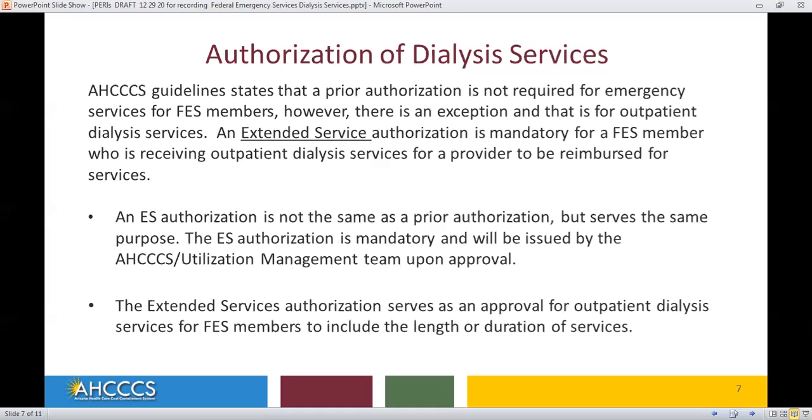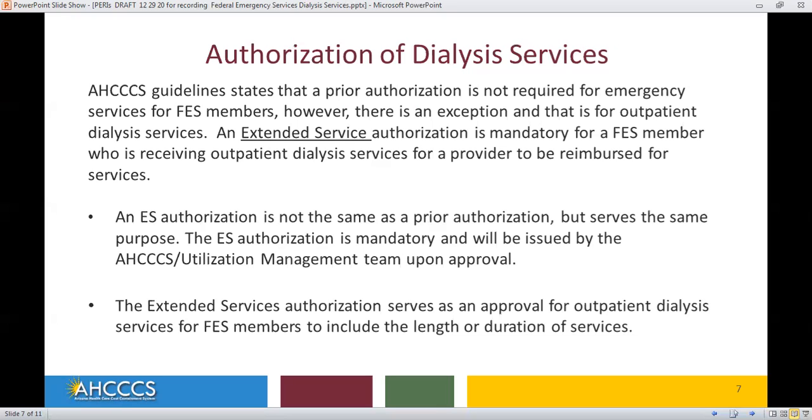Now let's talk about the authorization process for outpatient dialysis services for FES members. Access guideline states that a prior auth is not required for emergency services for FES members. However, there is an exception, and that is for outpatient dialysis services.